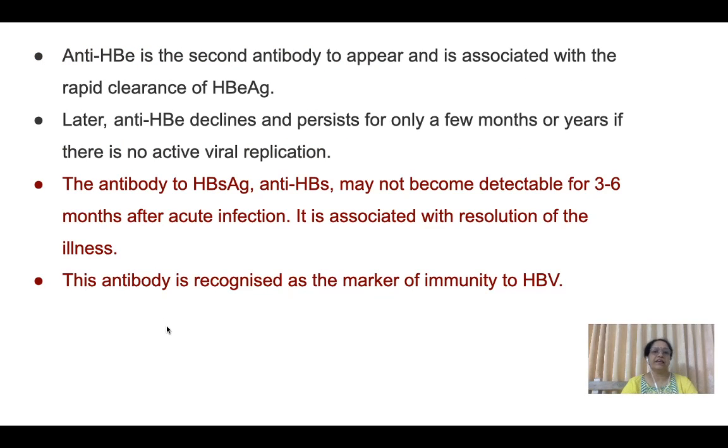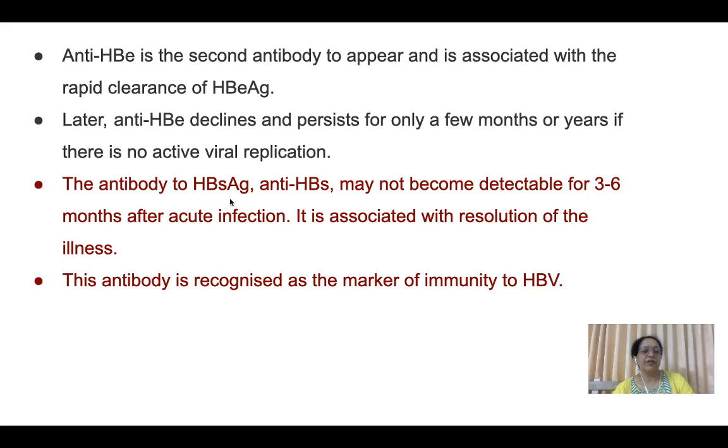Anti-HBe is the second antibody to appear and is associated with rapid clearance of HBe antigen. Therefore, they are maintained up to 3 to 4 months in the blood of a patient. Later, anti-HBe declines and persists for only a few months or years if there is no active viral replication.